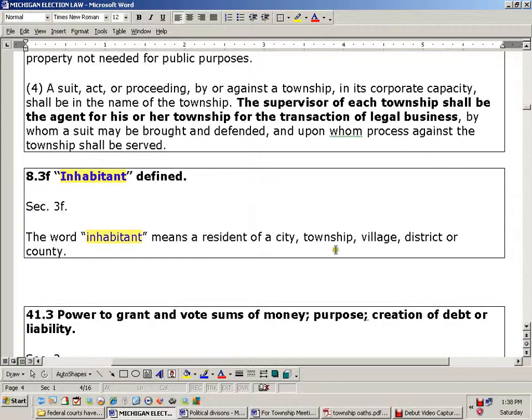Inhabitant means a resident of a city, township, village, district, or county. And then if you go to resident, you'll find out that resident can be a corporation. Well, so it's not that you, the immortal living soul, are the inhabitant. You're going to put your body corporate, your landed estate, into the township so that it's seen as that's where it's at. You're going to have it recorded in the township.